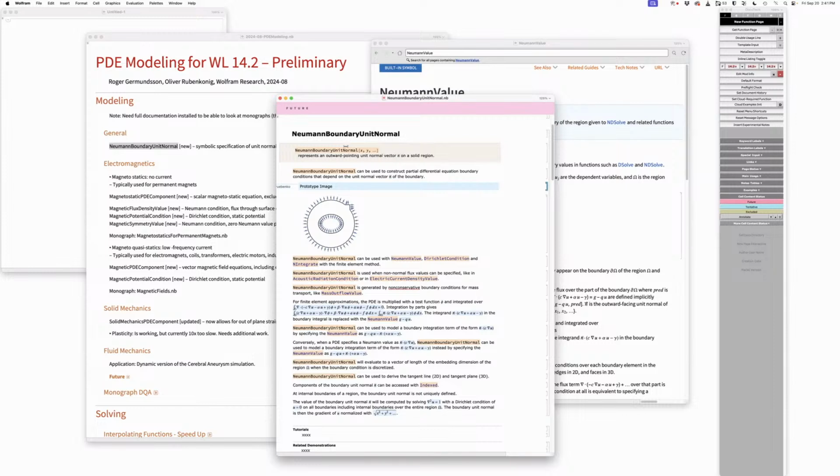Why does it say n? There's no n that I can see here. There's no reason to call it n there. Okay. Outward unit normal vector at the point x, y, whatever.